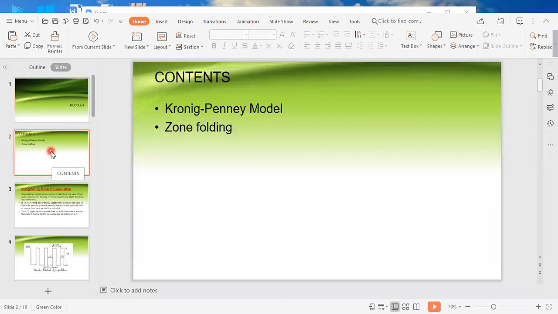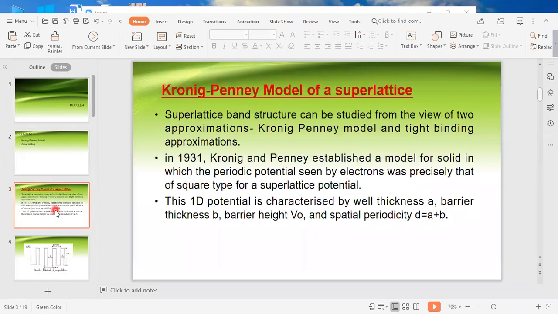So we'll be discussing some topics from Module 4, Kronig-Penney model and zone folding. In the last session, we discussed what a superlattice is. A superlattice is a quantum well which is having barrier thickness very thin so that the electrons can tunnel from the potential well to the barrier.